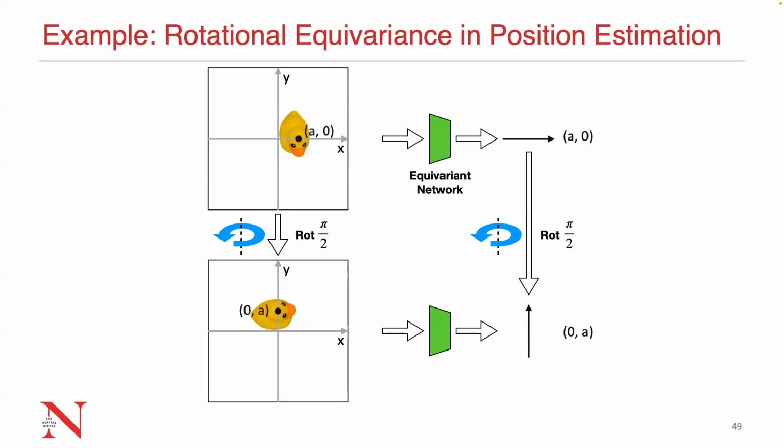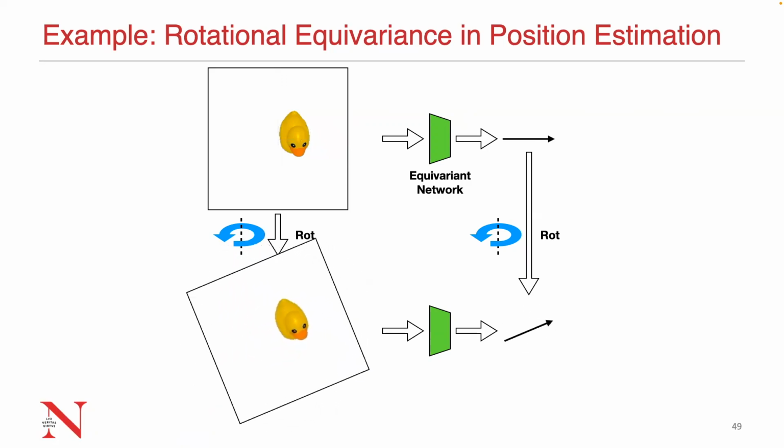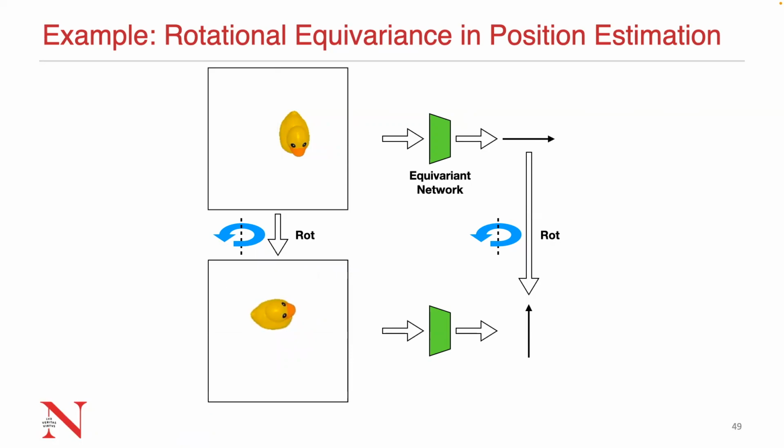So here, we want to estimate the position of the duck, and then the output should just rotate when the state rotates, right? So we can try to use an equivariant network to encode that property, and then we can greatly improve sample efficiency and generalization. You already showed that.